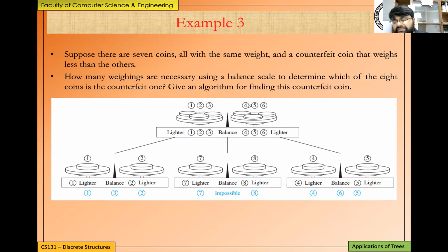On the other hand, we can do a similar thing for 4, 5, and 6. Since this is the lighter side, we can compare 4 and 5. If 4 is lighter, then 4 is the counterfeit coin. If 5 is lighter, then 5 is the counterfeit coin. If they're balanced, then it is 6, which is the output here. Again, in 2 steps, in 2 weighings.